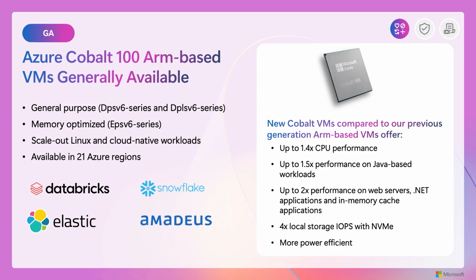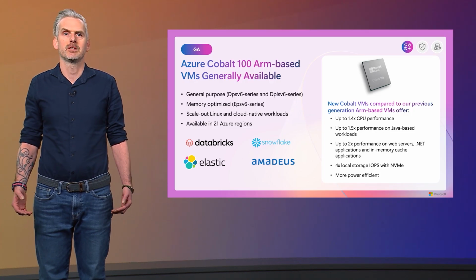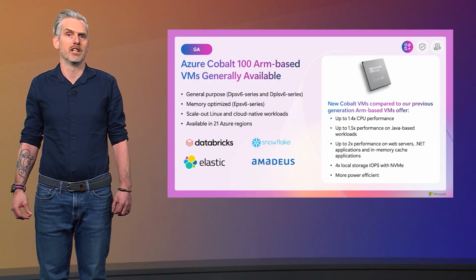Last October, we announced the general availability of Azure's first-generation ARM-based VMs based on our in-house custom-built ARM64 Cobalt 100 processors. The new Cobalt 100 VMs offer up to 1.4 times the CPU performance, 1.5 times the performance on Java-based workloads, 2 times the performance on web servers, .NET, and in-memory cache applications, and 4 times local storage IOPS, and are more power efficient than our previous generation ARM-based VMs. These VMs are priced to have up to 50% better price performance compared to our previous generation VMs.